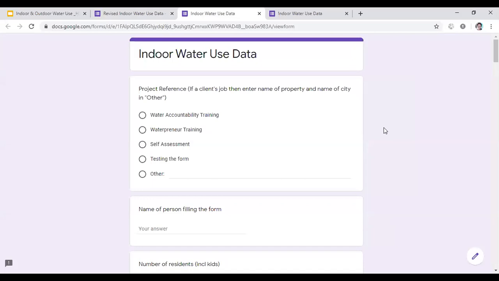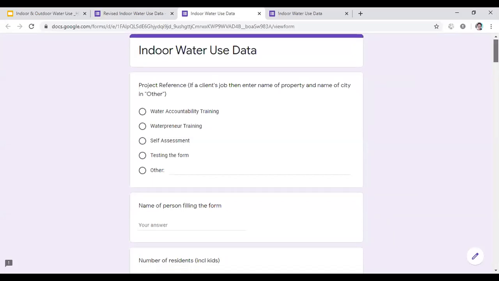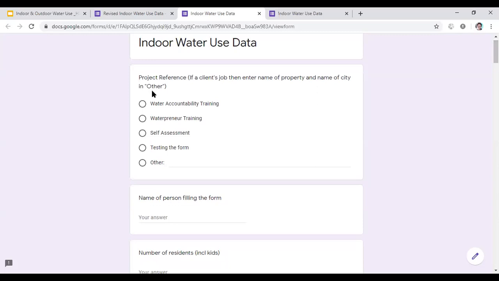So this is how the form looks. First, we want to note down who's filling in the data, and what reference. You may write water accountability training if you're doing it as part of the training, or waterpreneur training, or if it's a self-assessment, or you're just testing the form. If it's a client's job, then you enter the name of the property and name of the city in the other field. That will allow us to know whose data, which project's data, you're collecting. And you enter your name if you're the person filling the form.